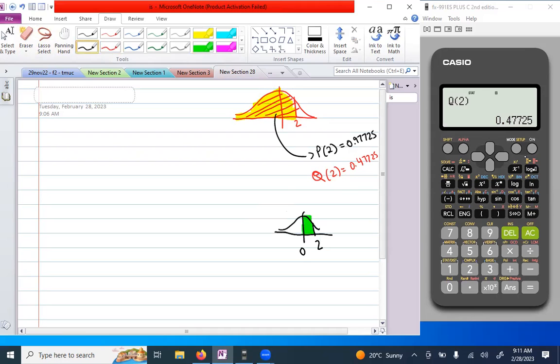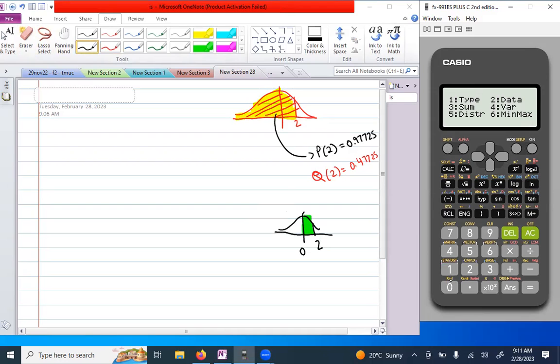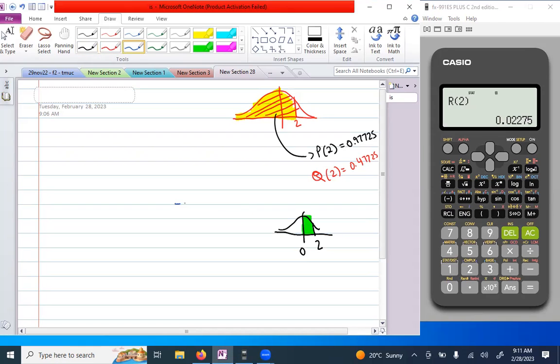Now let's use the third option. AC, STAT is written on top, shift one. We go five into the distributions. We press three, which is R. We press two, close the bracket, equals, and this gives you 0.02275. Now R gives you the area to the right side of the value that you input in the calculator. So effectively R is this particular region.